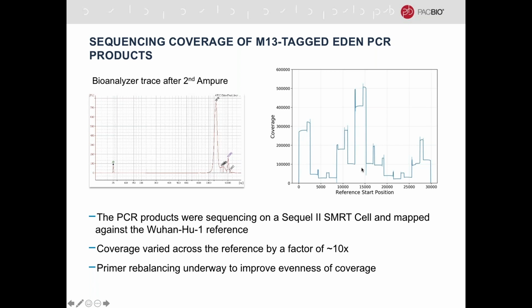And then on the right, what I'm showing is the overall coverage distribution across the Wuhan reference. So you'll see that there is some variance, but actually the variance is pretty good. It's only about a factor of 10. And so we think that we can improve upon that by doing some primer concentration rebalancing.